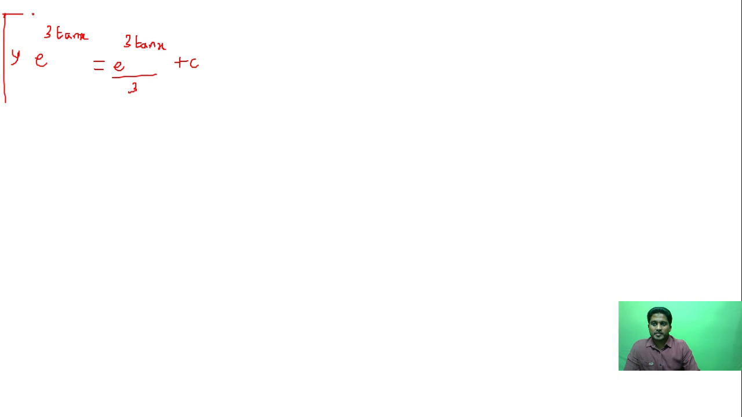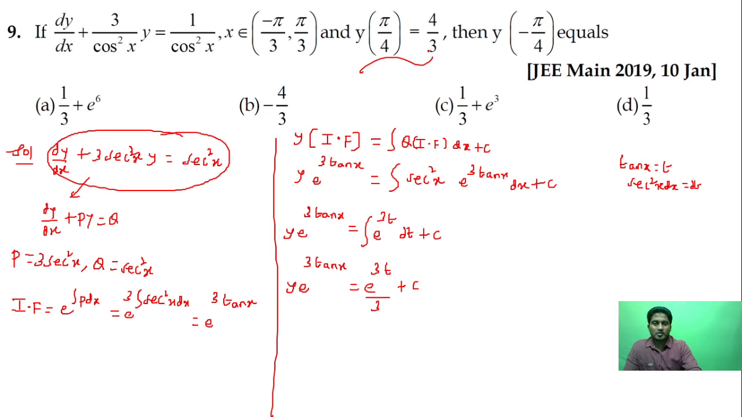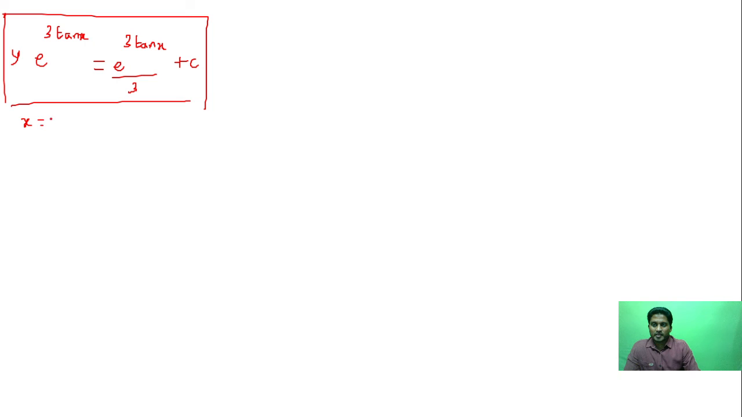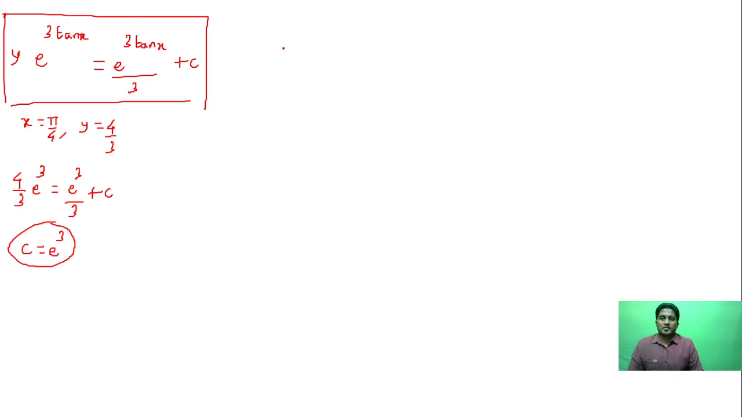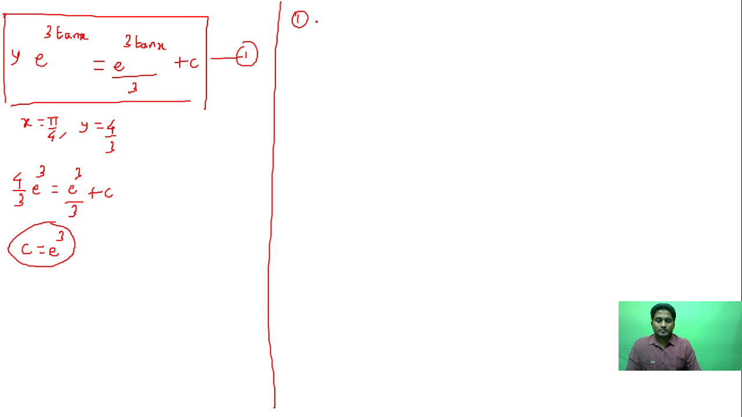Now it is given in the question, if I use the boundary values, y(pi by 4) is equal to 4 by 3. That is, when x is equal to pi upon 4, y is equal to 4 by 3. This is 4 by 3 times e to the power of 3 tan 45, where tan 45 is 1, is equal to e cubed divided by 3 plus c. So c is equal to e cubed. Substitute the value of c now in equation 1. So equation 1 becomes y into e to the power of 3 tan x.